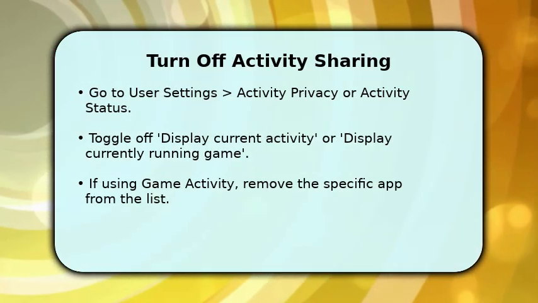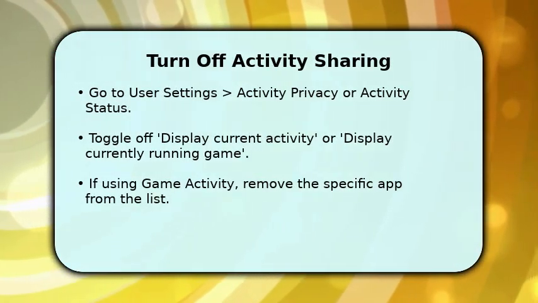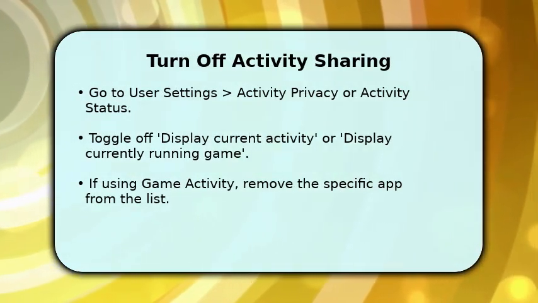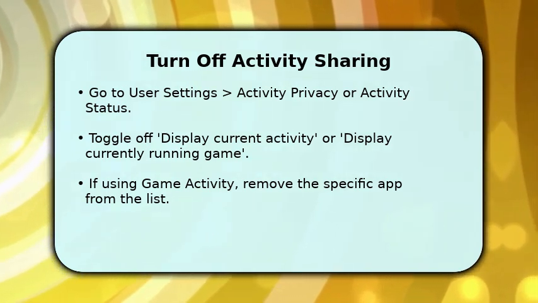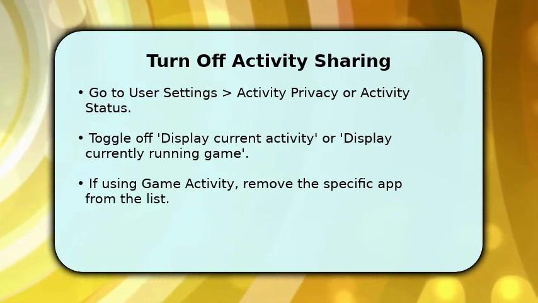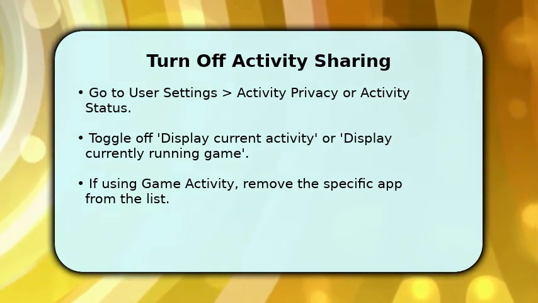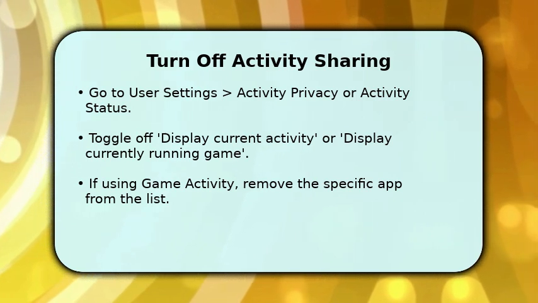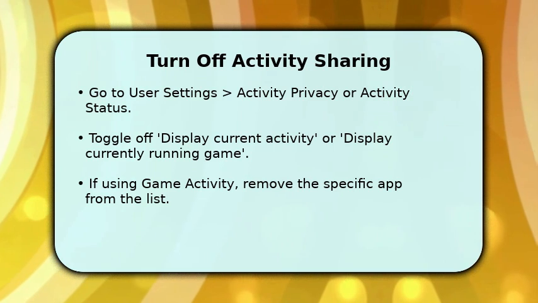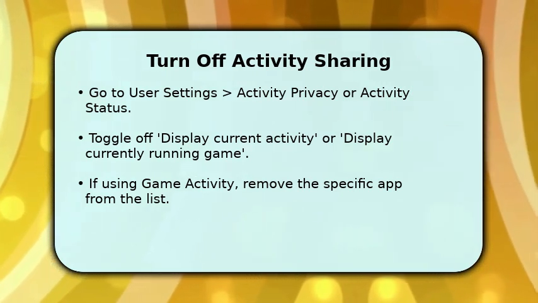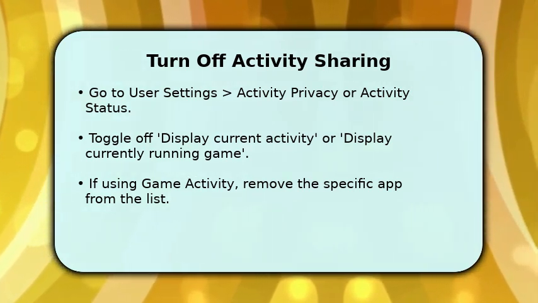Go to User Settings, then Activity Privacy or Activity Status depending on your client. Next, toggle off Display Current Activity or Display Currently Running Game. That stops Discord from showing the app or game you have open. If game activity lists a specific app, click the three dots or Remove Entry so it won't reappear automatically. This is the how and the why.